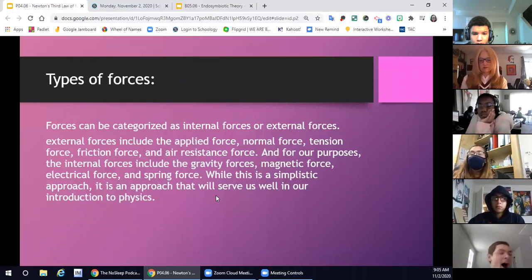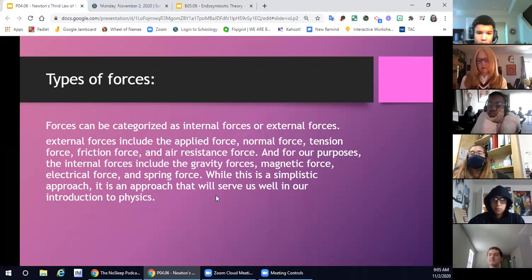And then remember, forces can be categorized as internal forces or external. External forces include applied, normal, tension, friction, and air resistance.